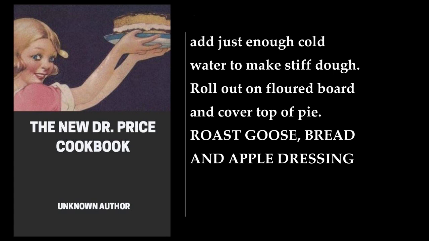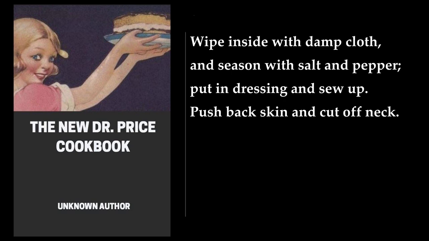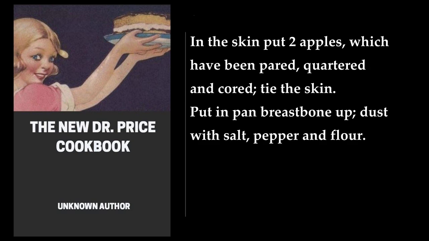Roast goose, bread and apple dressing. Wipe inside with damp cloth, and season with salt and pepper, put in dressing and sew up. Push back skin and cut off neck. In the skin put 2 apples, which have been pared, quartered and cored, tie the skin. Put in pan breastbone up, dust with salt, pepper and flour.